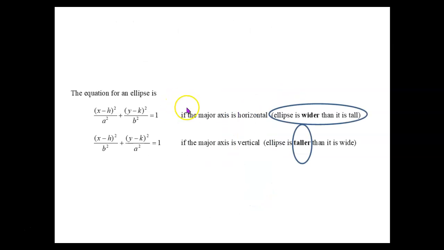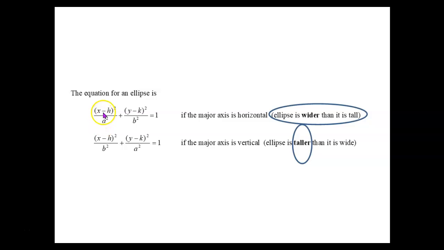So here's what's true in general. The equation for an ellipse is x minus h squared over a squared plus y minus k squared over b squared equals 1 if the major axis is horizontal, or it's x minus h squared over b squared plus y minus k squared over a squared equals 1 if the major axis is vertical. The difference is, now the a is always the bigger number. The a always stands for half of the major axis, and the b is half of the minor axis. So a stands for whichever of these two numbers is bigger.